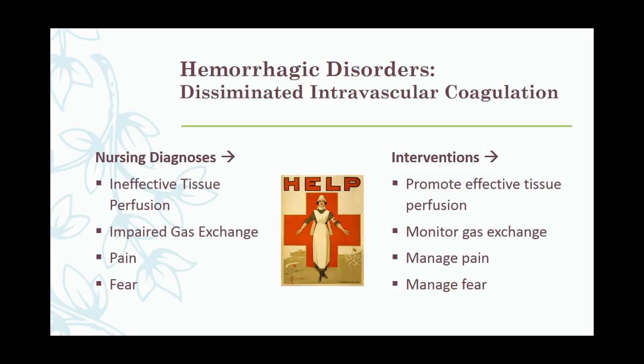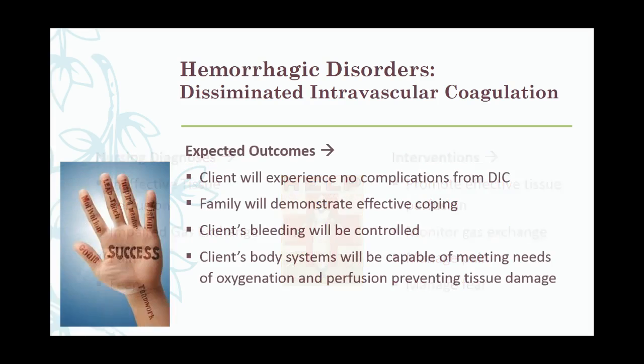So here are a few nursing diagnoses that might go along with your diagnosis of DIC. You may see ineffective tissue perfusion, impaired gas exchange, pain, and fear. We hope that we can mitigate these issues so that the client will experience no complications from DIC, so that they will have no organ damage from all the little clots that form in their organs, or so that they will not have any organ damage because of blood loss.